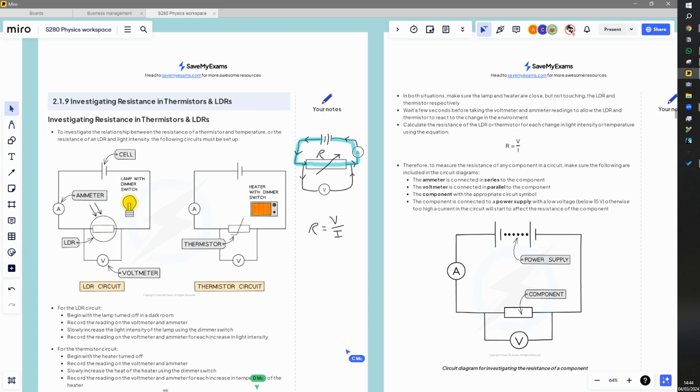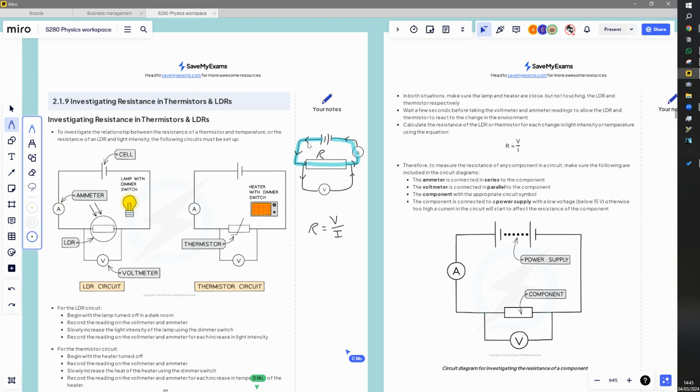If it didn't have the arrow, like you saw a moment ago, that's a fixed resistor. So the value of that resistor stays the same, or should stay the same. Now, what a thermistor does is the value of the resistance changes dependent on the temperature of the thermistor.